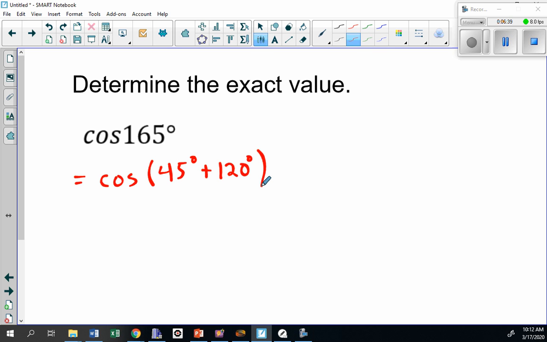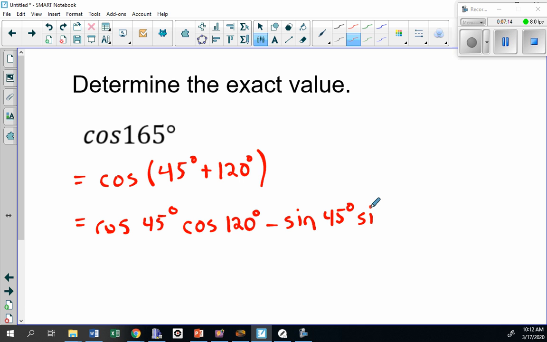Once I have that, I can actually use my identity now to figure this out, or at least the exact value of it, which is our goal. So going to the formula sheet, I'm going to find that it's cos angle A, and angle A in this case is 45 degrees, times cos angle B, which is 120 degrees, minus sine A, so our A angle, which is 45 degrees, times sine 120 degrees. So now we're getting somewhere. We can actually start evaluating this.